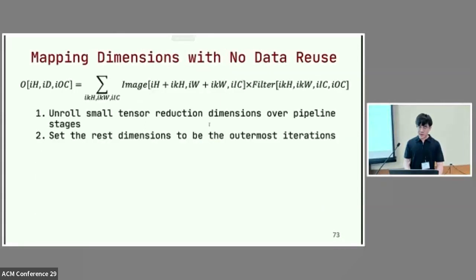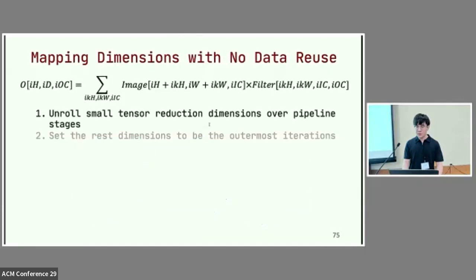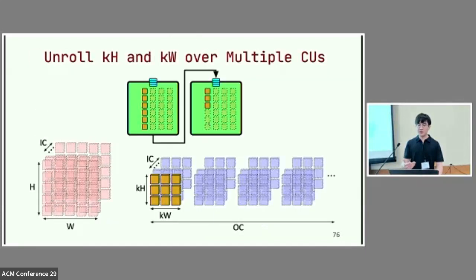Noticing that at this step, we still have some dimensions that have no data reuse, namely the kh, kw, and IC dimensions, and we still need to map them. The strategies for mapping these dimensions are, number one, we want to unroll smaller tensor reduction dimensions over the pipeline stages, and number two, we set the remaining dimensions to be the outermost iterations of this mapping. In these three dimensions, kh, kw, and IC, the kernel dimensions are the reduction dimensions, and therefore we fully unroll them and then map them over the pipeline stages over these CUs.